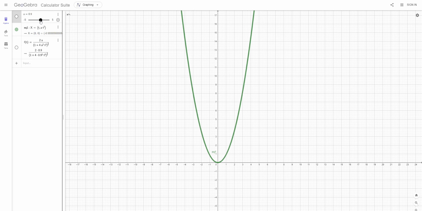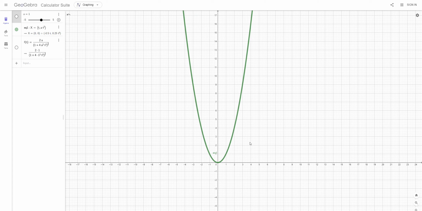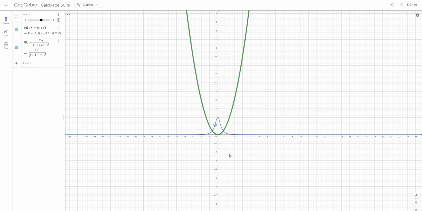So we can change this. Maybe I'll start with just a equal to 1. So we just get the parabola y equals x squared. And alongside this, I'm going to plot the curvature function. That's just in blue here. So notice how the curvature goes along with the curve itself.